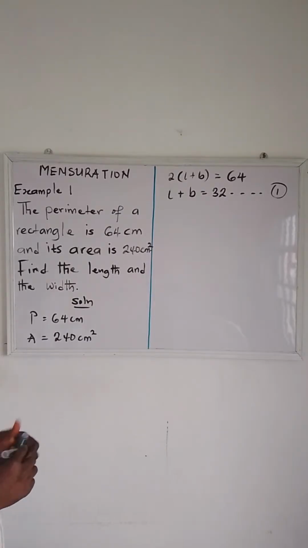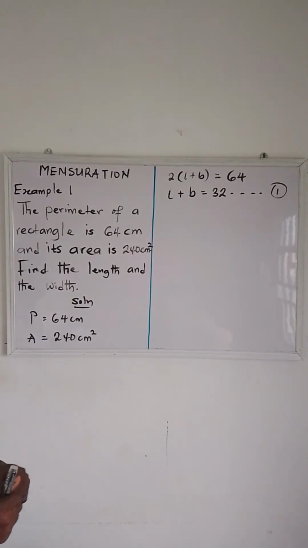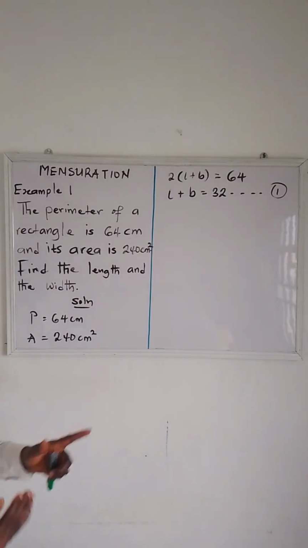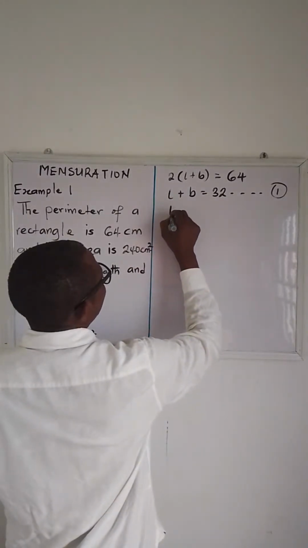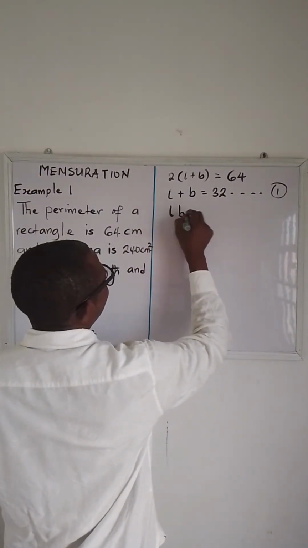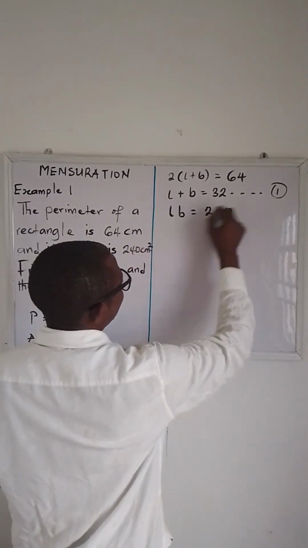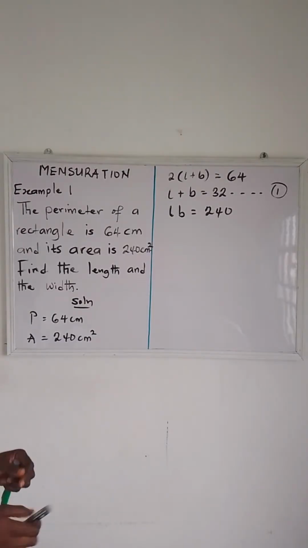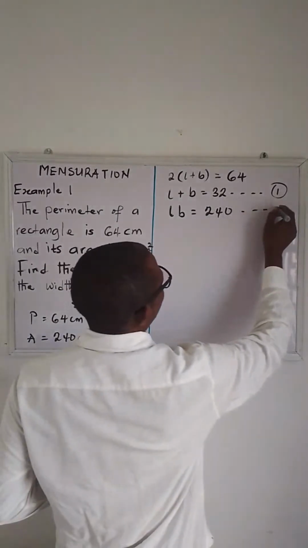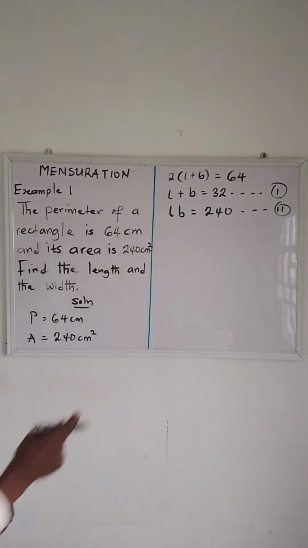Now let's look at the second one. So we are given the area. Now what's the formula for finding the area of a rectangle? That's length times breadth, or we say length times the width. So we have length times breadth equals 240. Okay, can you see that now? So we now have two equations. This is the first one and this is the second one.